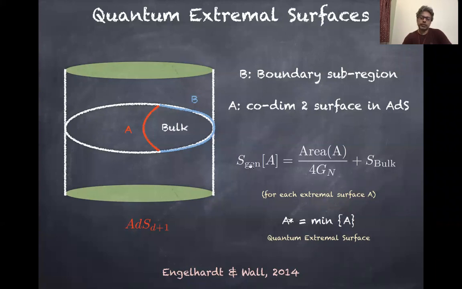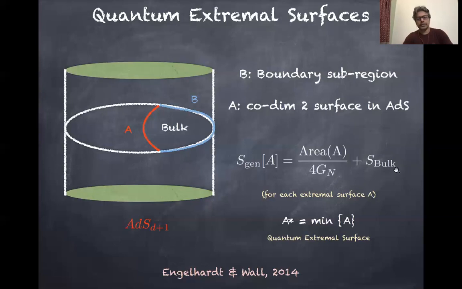Let me explain the two terms here. This quantity on the left hand side is a bulk quantity, because given a hypersurface A, it's a functional of that hypersurface. There are two terms. The first term is the area of A. That's a fairly simple thing: given this hypersurface, you just compute the area and divide it by 4 G Newton. That's pretty straightforward.